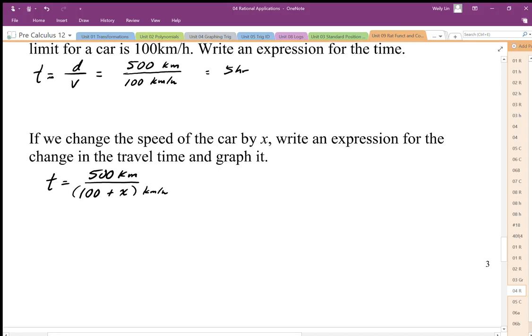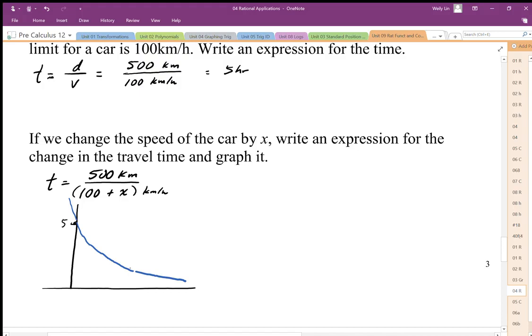And if we were to graph this rational function, it would have a vertical asymptote at negative 100. But since we're not going to consider x as negative, we're just going to say that x starts at 0, so we're going to have time at 5 hours crossing the y-axis, and as we increase the velocity, the time is going to decrease in this way.